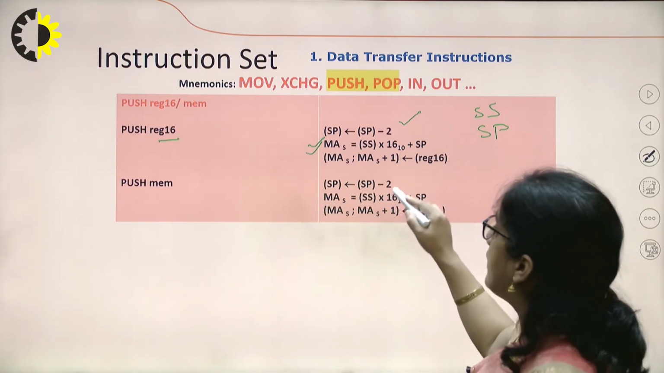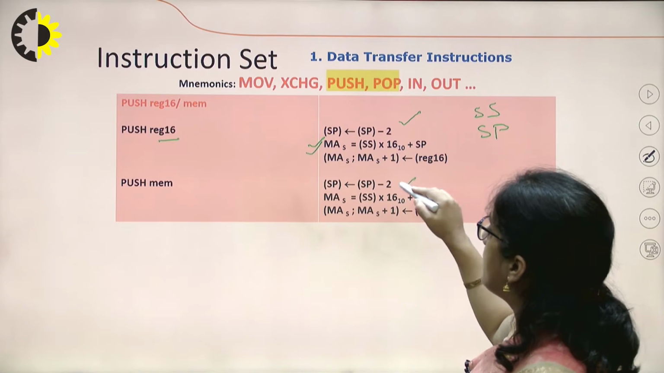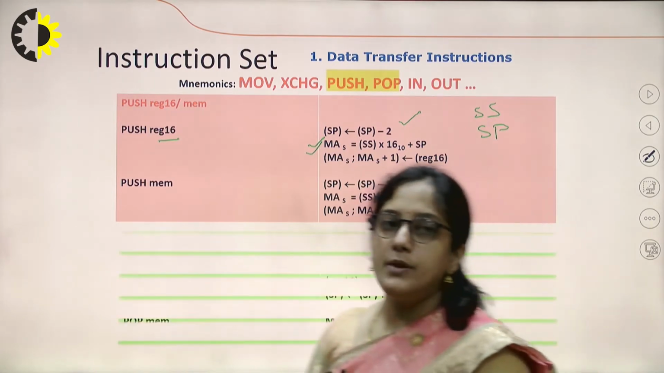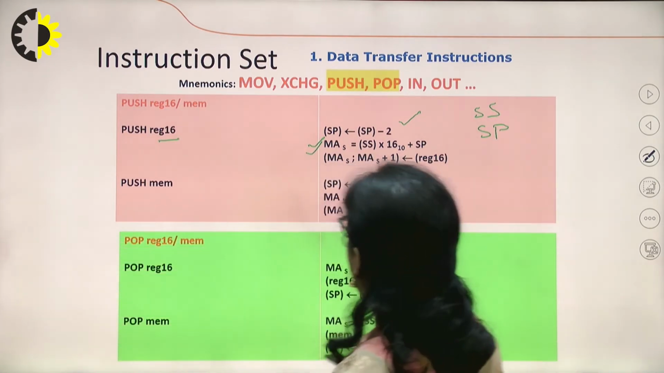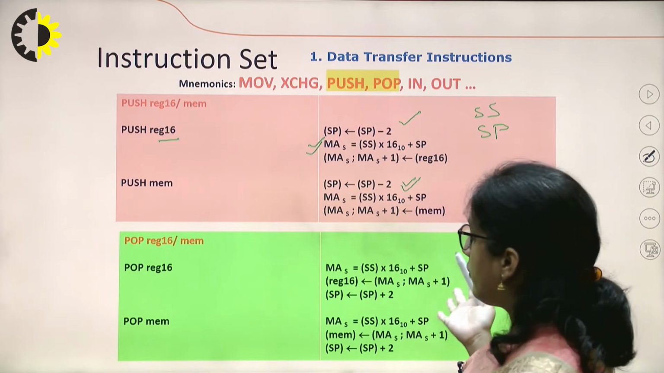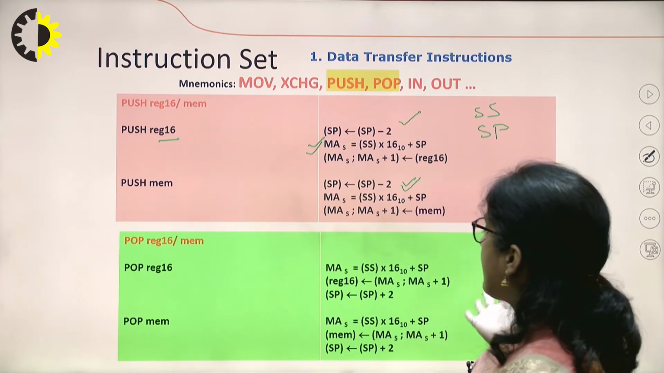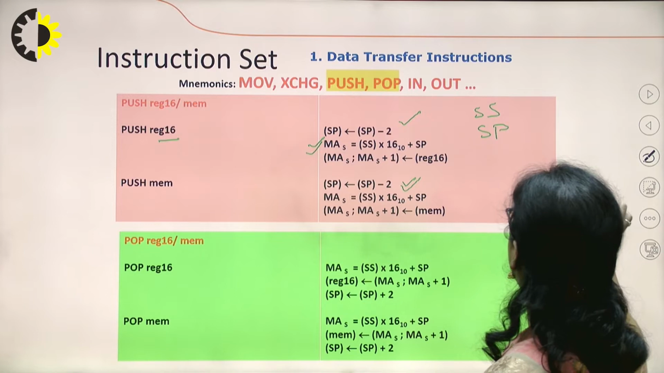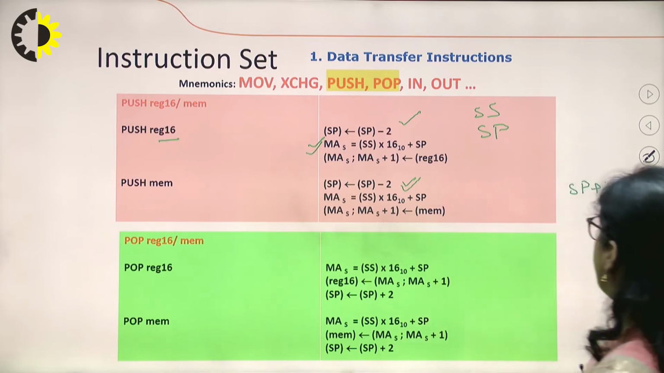In case of push memory, the content from a particular memory location is pushed on the stack. Here again the stack pointer is decremented by 2. While performing a pop operation, while transferring the content to the register, SP will be incremented by 2.